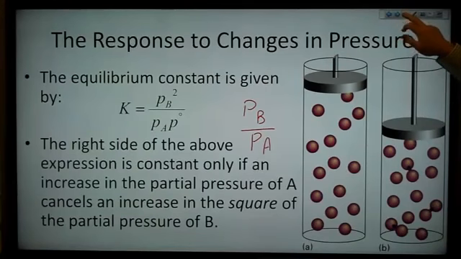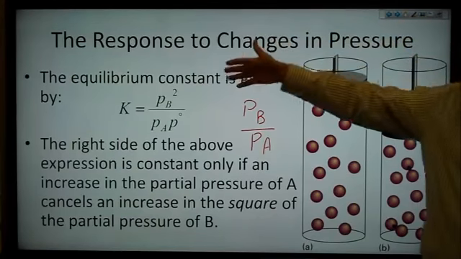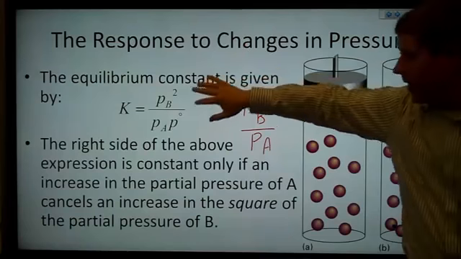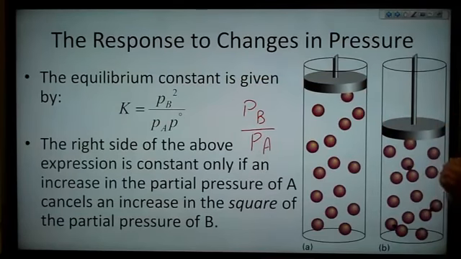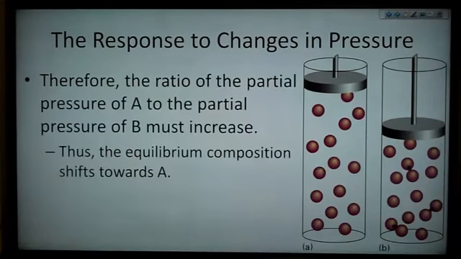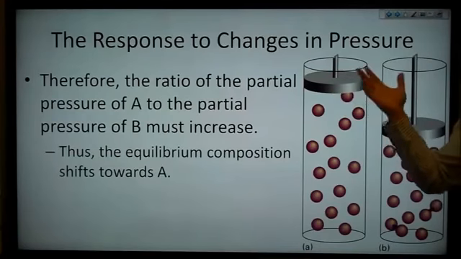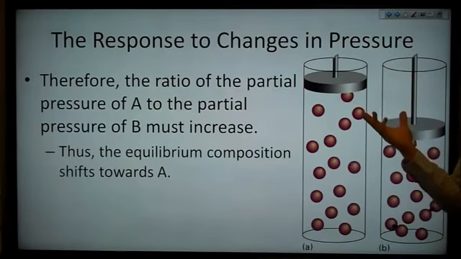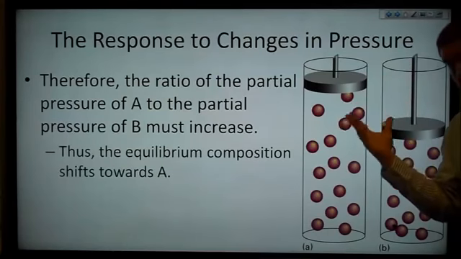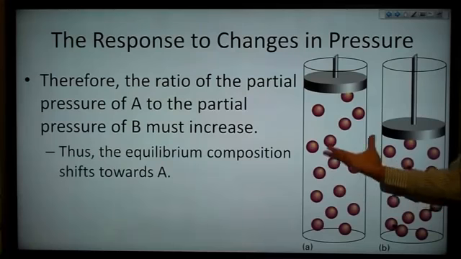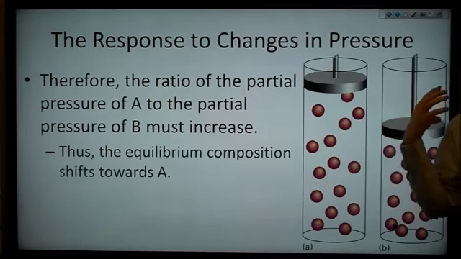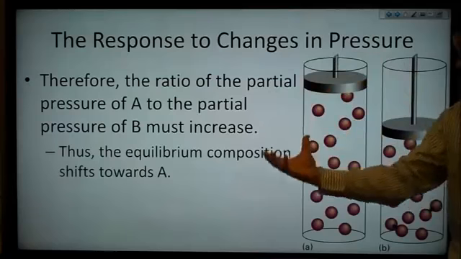Our value of K there has to change, or we have to change our pressures. And we know the value of K can't change, so we have to change our pressures. We have to change our ratio between the pressures. So this means that our ratio of the partial pressure of A to the partial pressure of B has to increase, or the partial pressure of B to the partial pressure of A has to decrease. So this means that our equilibrium composition has to shift towards A.